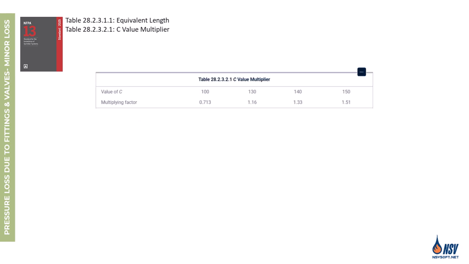It's interesting to note that the correction factors for different C values may seem counterintuitive at first. We might expect that higher C values, which indicate smoother pipes, would have smaller correction factors than lower C values, which represent rougher surfaces. But it actually makes sense, because the equivalent length of a fitting or valve reflects the pressure loss it causes. When the C factor is lower, the pipe is rougher and therefore creates more friction loss.